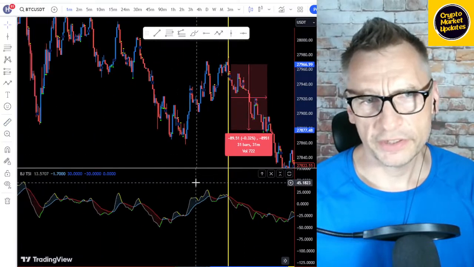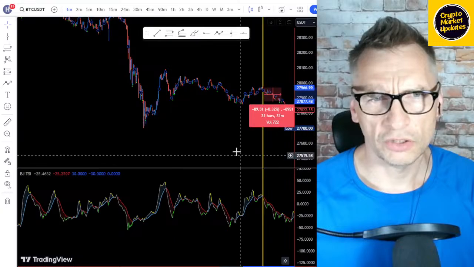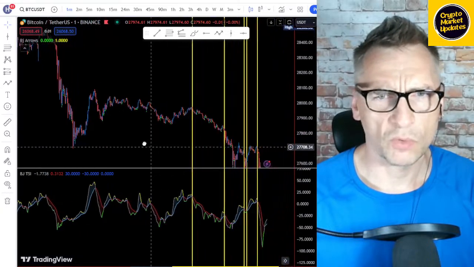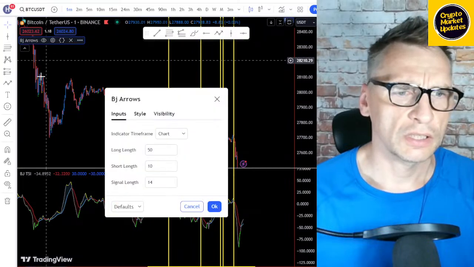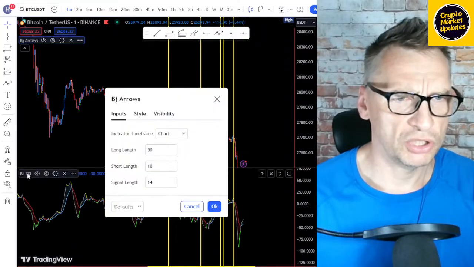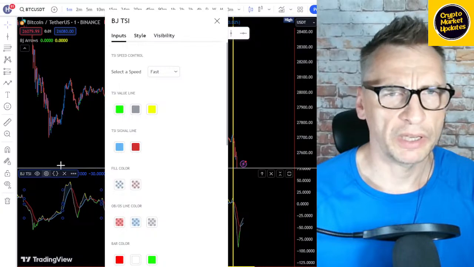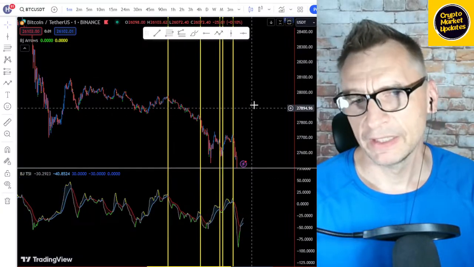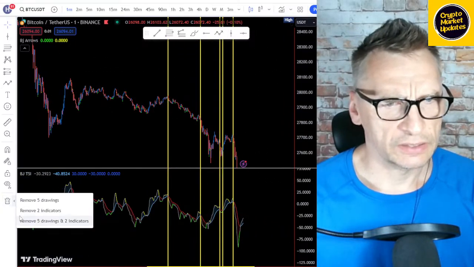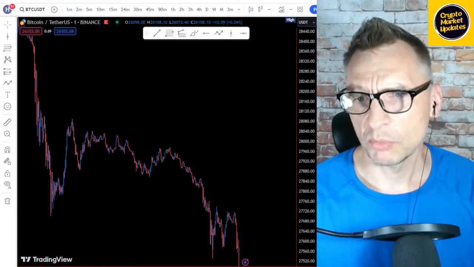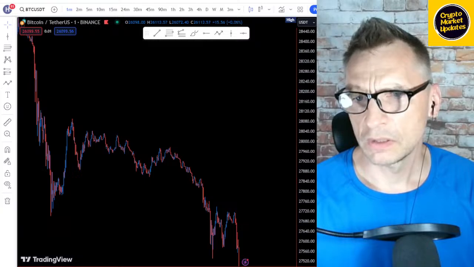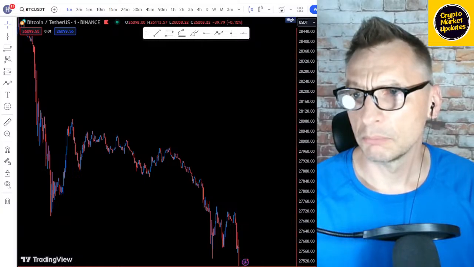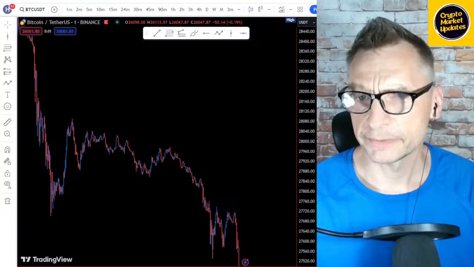But yeah, this indicator looks interesting. Might be something worth taking a look at. So that's the BJ Arrows indicator and the BJTSI by Biodrum. Fantastic. Okay, I think there's a couple more indicators here. Let's see the next one here.